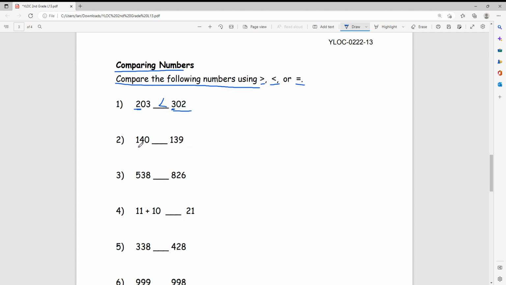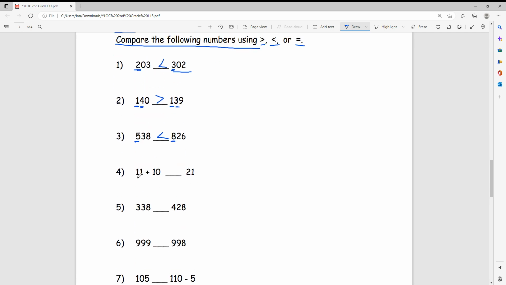Next one is number 2. Sorry. We look at the hundreds place, they're both the same. And we look at the tens place, and the 4 is bigger than 3. So you're going to write this sign, showing that this one is greater than this one. Number 3, look at the hundreds, 5 and 8. We know that this one's bigger, so you write the sign for that.